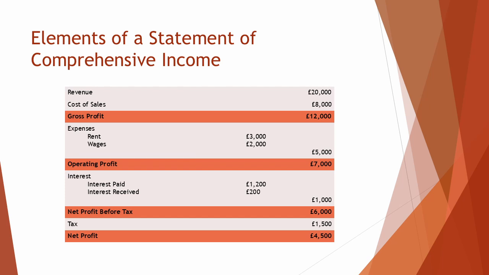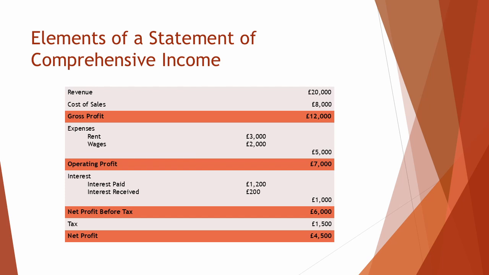Revenue is the total income earned by a business from its normal operations before any costs are deducted. Cost of sales represents the direct costs of producing goods or services sold by the business. Gross profit is the difference between revenue and cost of sales, showing how efficiently a business produces or buys its goods. Expenses are the indirect costs such as administration, marketing, and utilities that are deducted from gross profit to calculate operating profit. Operating profit is the profit made from normal business activities before interest and tax are deducted.